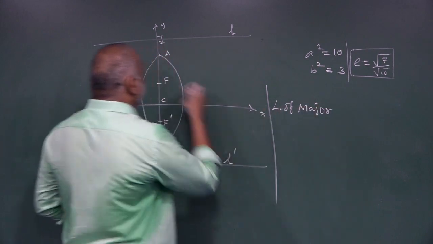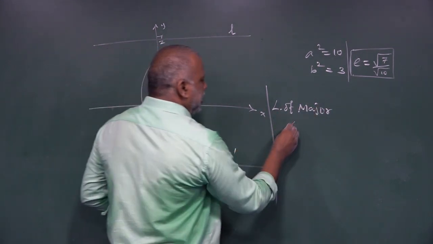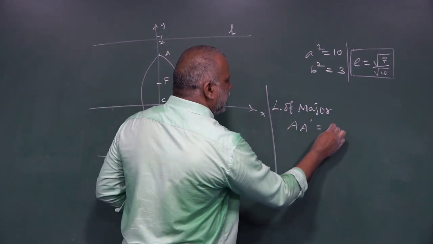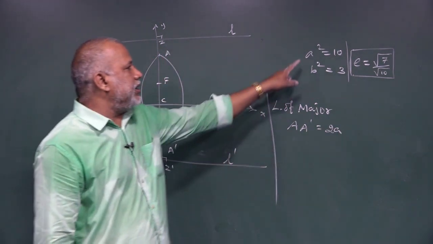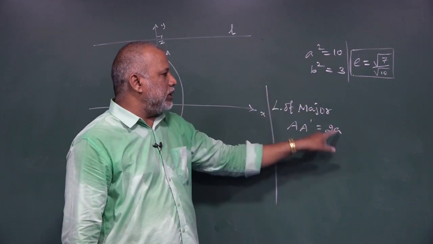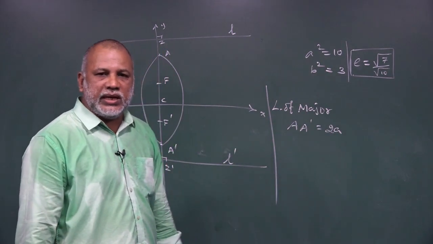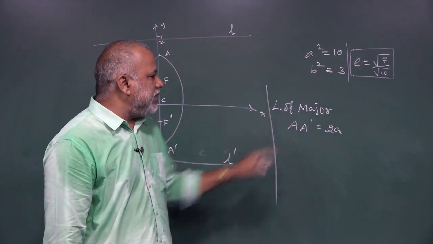See, what is the value of the major axis? A dash, that is A dash equal to 2a. That is the length of the major axis. A is already worked out, just 2 root 10. Substitute the data. This is the length of the major axis.